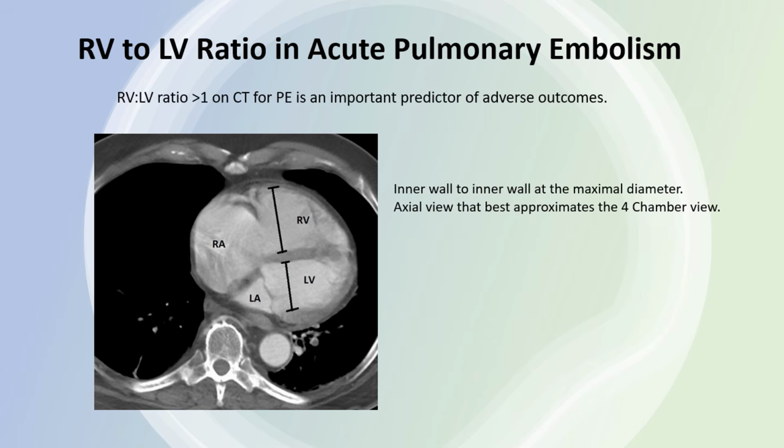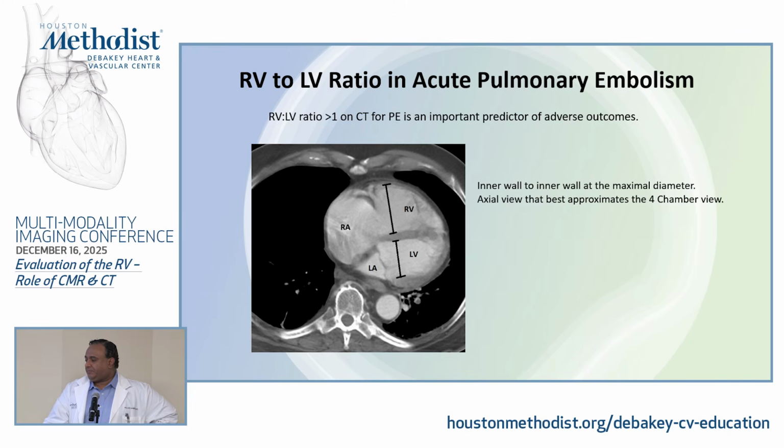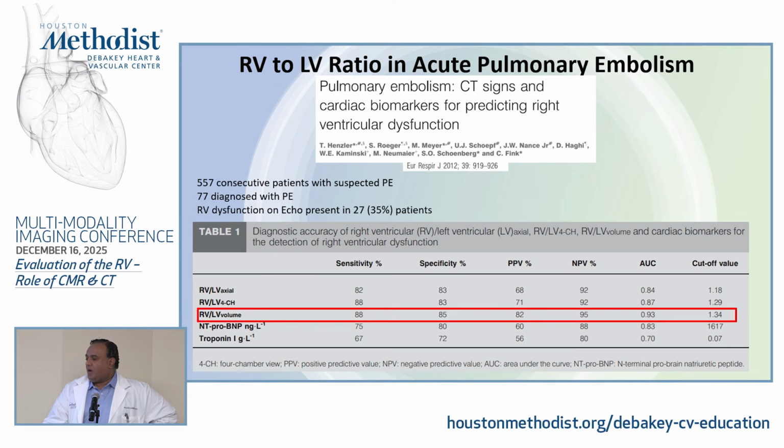And then lastly, just a very basic thing that CT can provide us in patients with pulmonary embolism. So radiologists will usually look at something called the RV-LV ratio. It's straightforward. It's based on an axial slice where you see the biggest RV dimension, and you measure it from the inner wall to inner wall for RV and LV. And the normal ratio is 0.6 to 1, and a ratio of greater than 1 in patients with acute pulmonary embolism is predictive of adverse outcome.